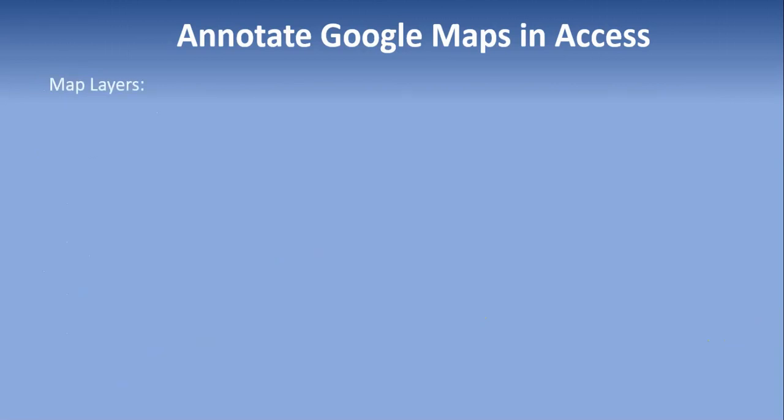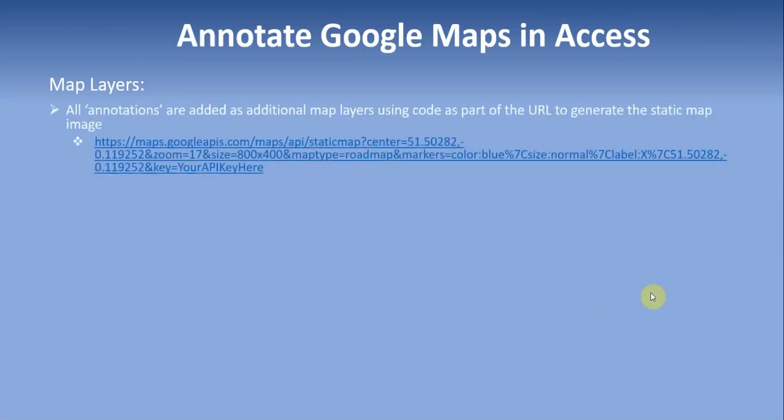Each of the things I've just mentioned are added as additional map layers on top of the basic map that you're doing. So we start off with the same starting point here, the Google static maps base. Add the location, I've done it here as coordinates, zoom, size, map type, and marker colors, in this case blue, normal size, what label I want on it, X in this case, and where I want it to be. Again, it's in the center of the map in this particular case, it could be somewhere else.